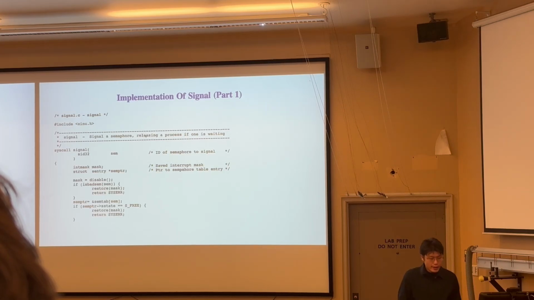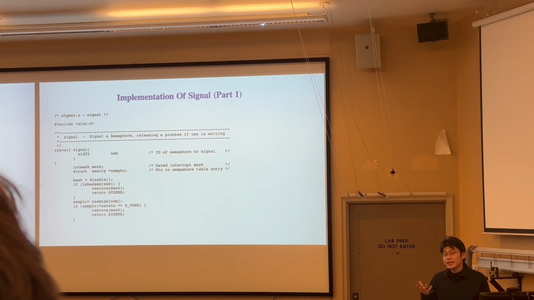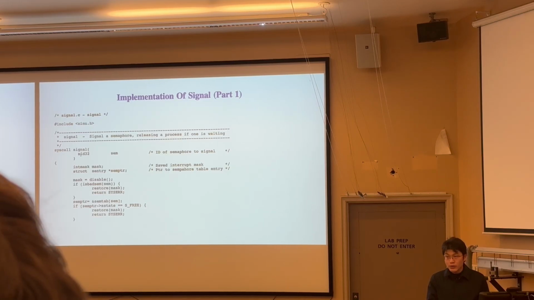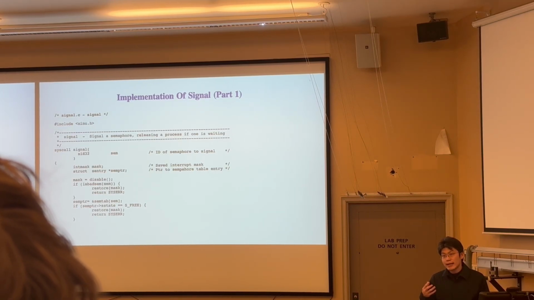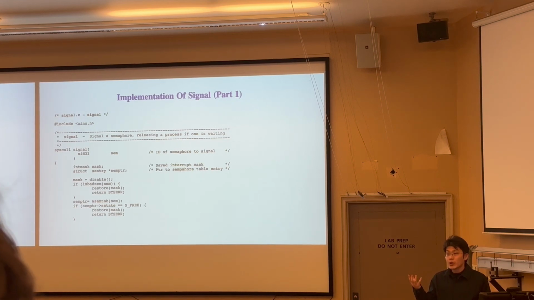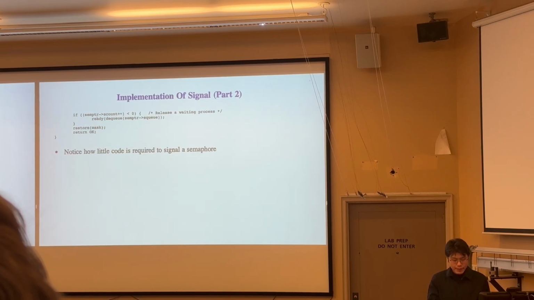Signal, right? So the implementation of signal. When the process finishes using a semaphore, it will call signal. The purpose of it is to tell the other processes I finished using the semaphore, and one of the processes will be woken up. So what it does is get the semaphore from the semaphore table and increments the semaphore's count, and then calls DQ and ready.